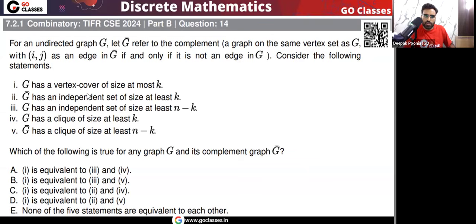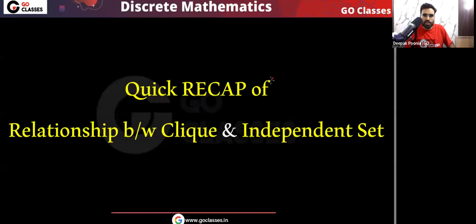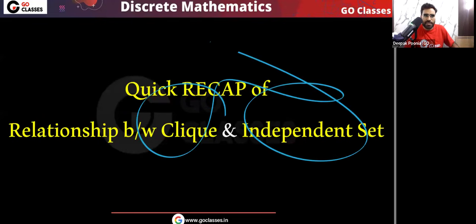To solve this question, you need to understand the relationship between vertex cover and independent set. You need to understand the relationship between independent set and clique, and you need to understand the relationship between vertex cover and clique. Basically, any two of these three concepts, between them you need to understand the relationship. So before we solve this question, let's quickly do the recap of all the concepts that are required to solve this question. Let's do a quick recap of relationship between clique and independent set.